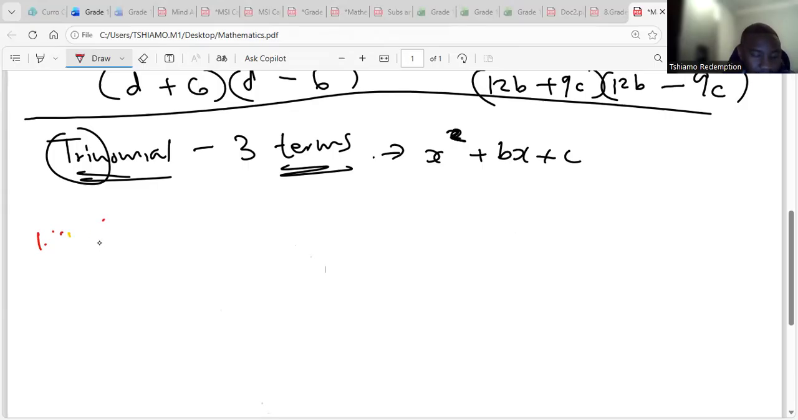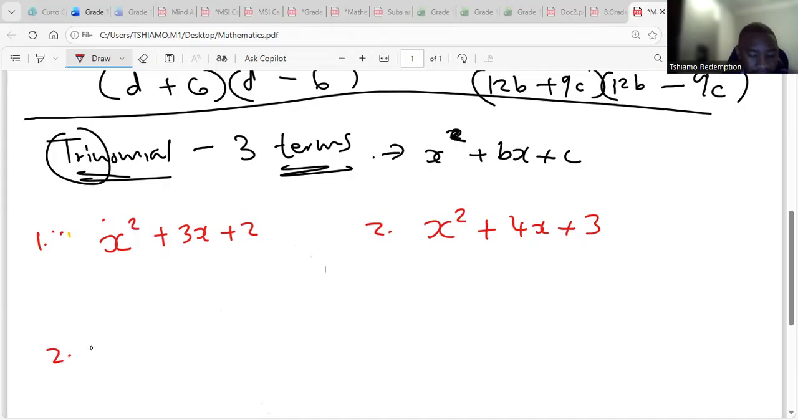So he gave me this question: x squared plus 3x plus 2. Number 2, x squared plus 4x plus 3. And another one, x squared plus 12x plus 20. And then another one, x squared plus 4x plus 4. Okay, let's do this once and then I'll add more questions.